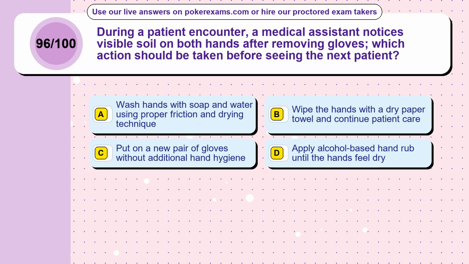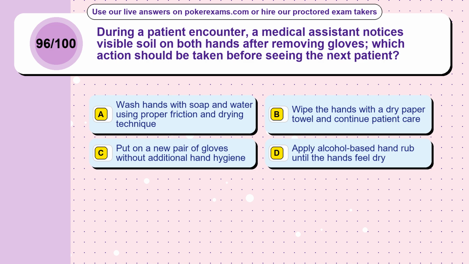Question 96. During a patient encounter, a medical assistant notices visible soil on both hands after removing gloves. Which action should be taken before seeing the next patient? Option A. Wash hands with soap and water using proper friction and drying technique.